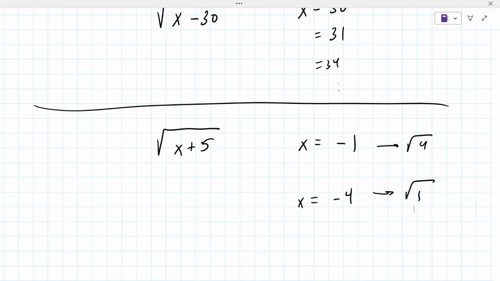So let me go see if I can grab a few more of these square root problems for us to do real quick to get this idea down.